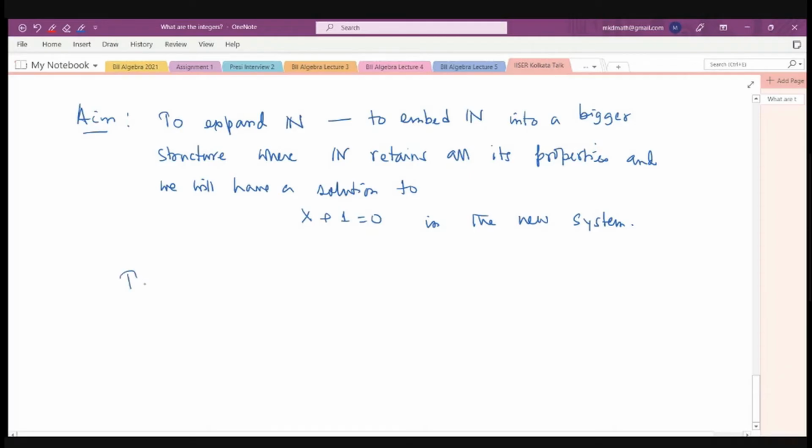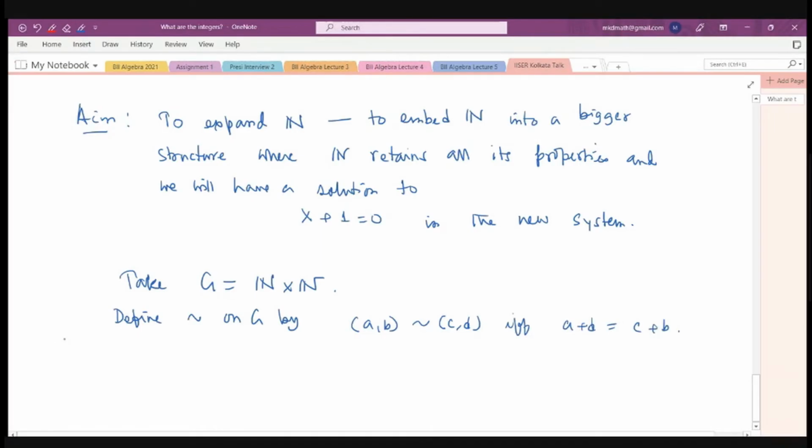So take G equal to N cross N. I take this set and define a relation by declaring the ordered pair (A, B) is related to (C, D) if and only if A plus D equals C plus B. Exercise: it is very easy to check that this is an equivalence relation.